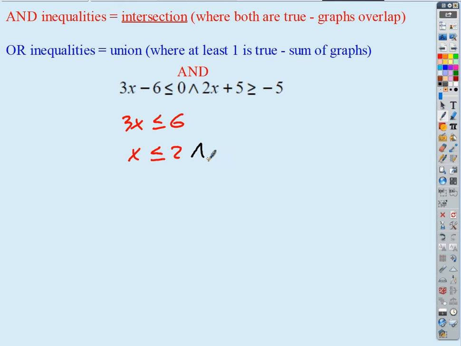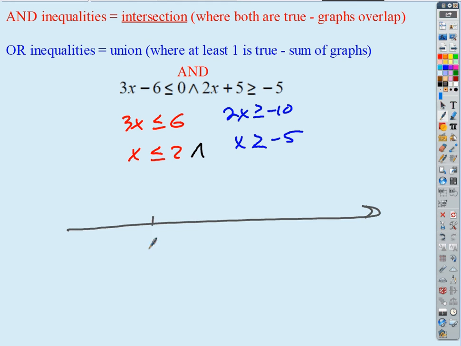And how about this guy? Subtract 5. So 2x is greater than or equal to negative 10. Divide by 2, x is greater than or equal to negative 5. So let's graph this. Now this is an and inequality, right?